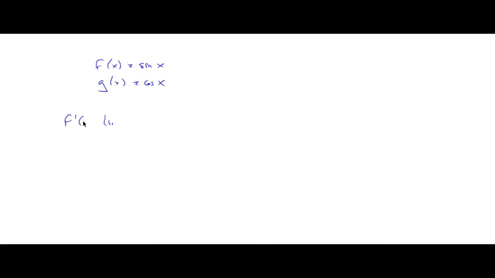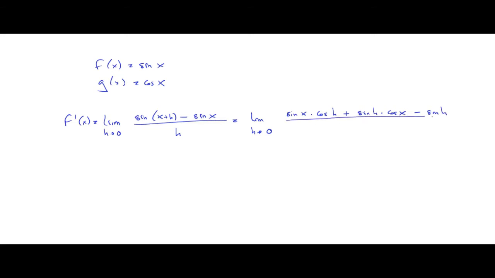What's the derivative of the sine? It is the limit when h goes to 0 of the sine of x plus h minus the sine of x, divided by h. Well, for the sine of x plus h, we can use the formula for the sine of a sum of angles. So this is the sine of x times the cosine of h plus the sine of h times the cosine of x, minus the sine of x, divided by h, right?